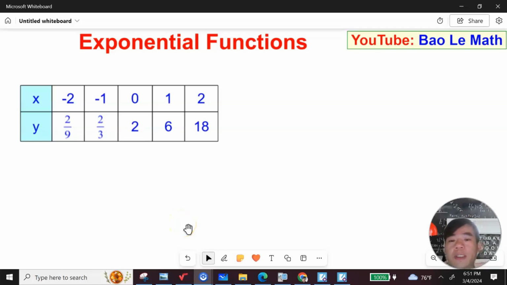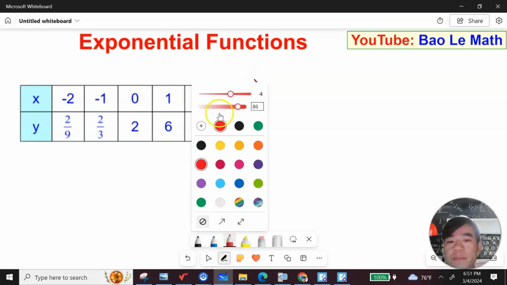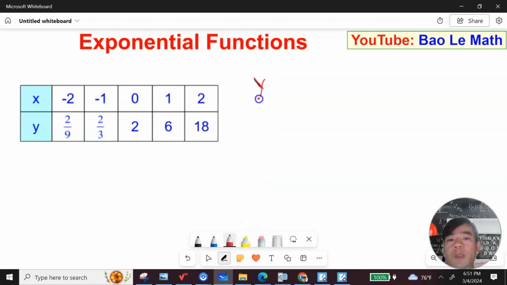Hello everyone. In this video, we're going to learn how to identify all characteristics of an exponential function. Let's take a look at the exponential function. It's going to be like this. The exponential function is y equals a times b to the power x.